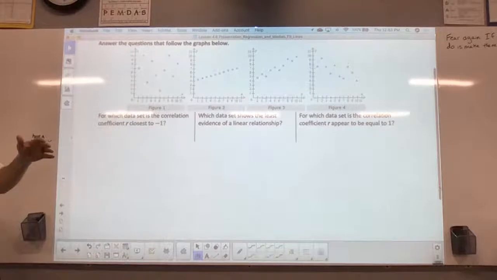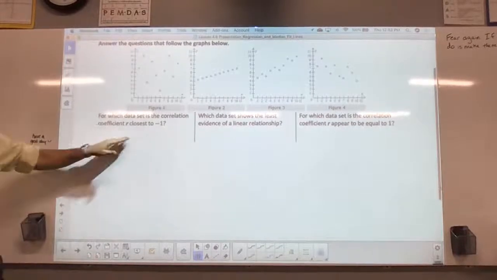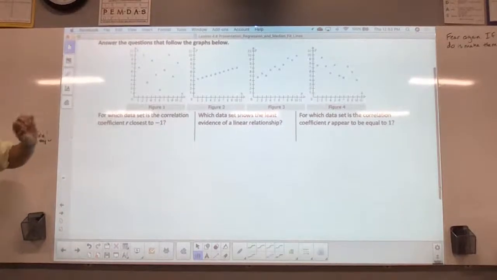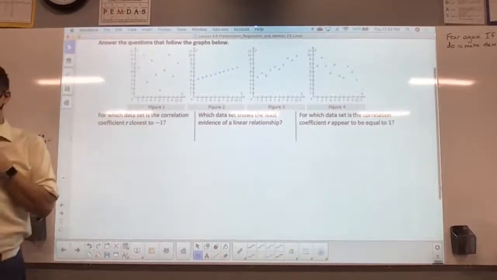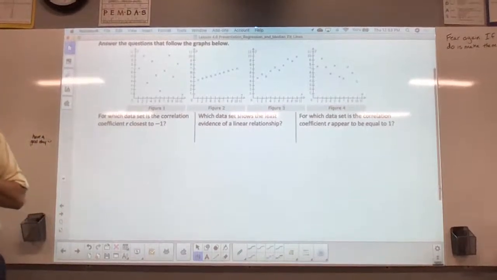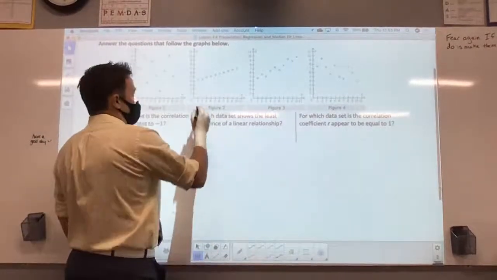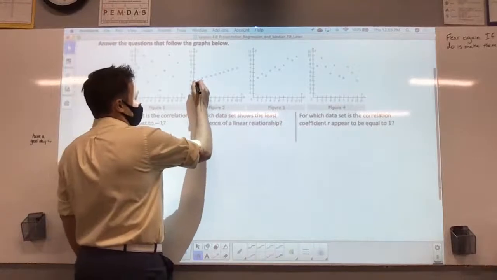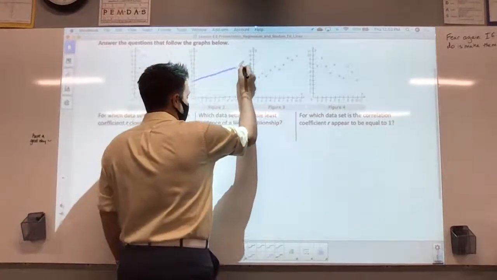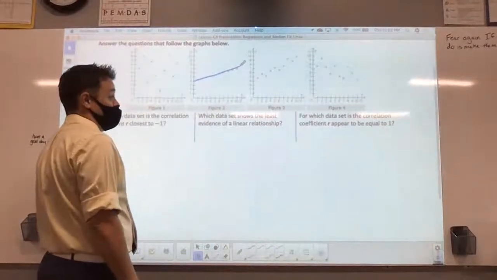So here's what it's going to ask you. It's going to ask you a couple different questions. Number 1, which data set coefficient is closest to -1? Which figure? 1, 2, 3, or 4? Well, if you don't know, let's look at this real quick. If you connect the dots here, this is almost what? Perfect.